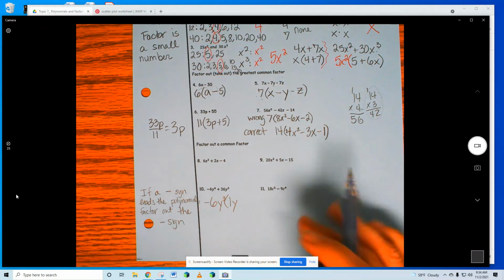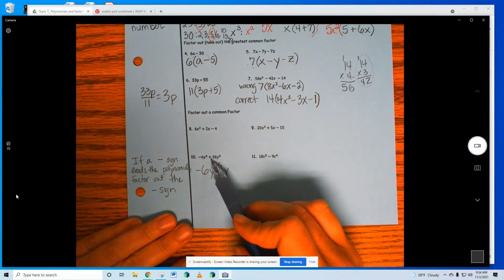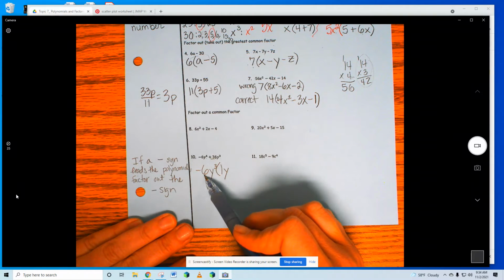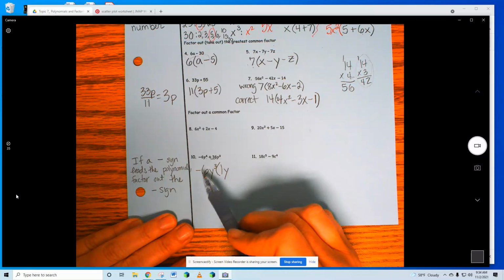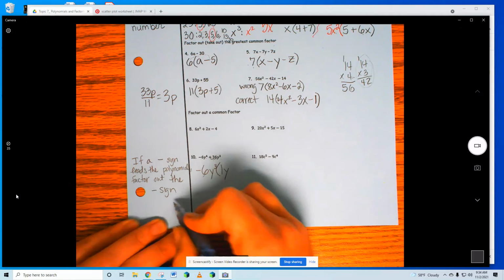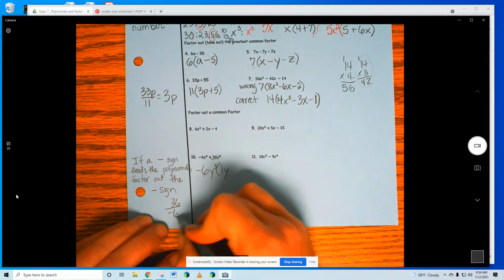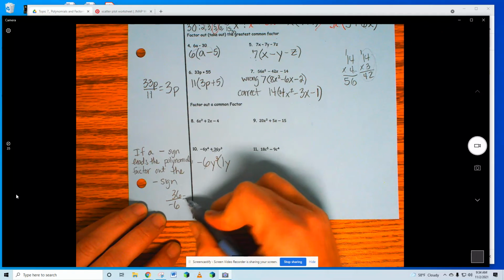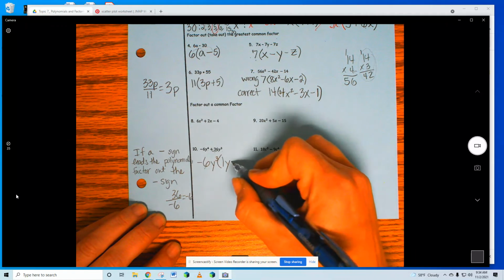This is where it's tricky. A positive 36 with a negative 6 divided out. 36 divided by negative 6 is what? Negative 6. So I'm going to put a minus 6 there.